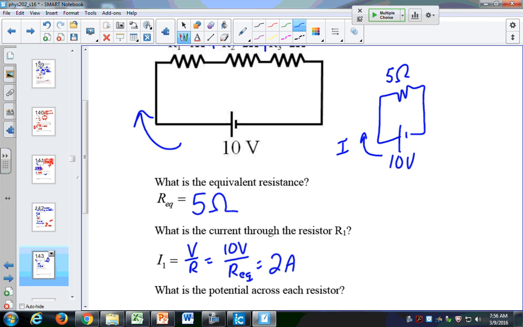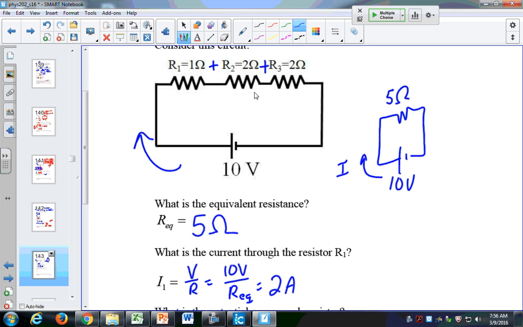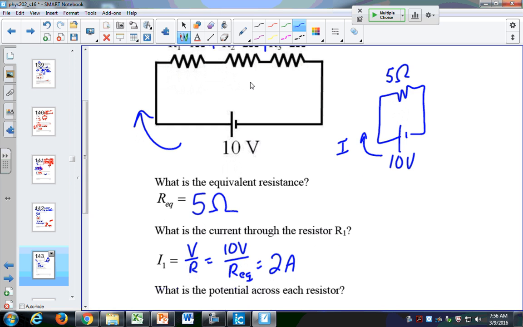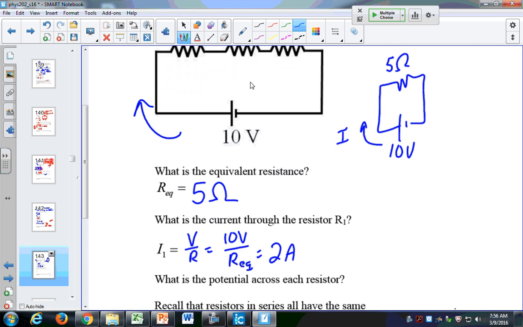Notice I'm looking for I1 here, but I didn't use I1. I didn't say 10 volts over, what was this, 1 ohm or whatever, because the current through a series circuit is limited by the equivalent resistance, not by any of the individual resistors. Just make a note of that. So note, don't use R1, but use R equivalent.